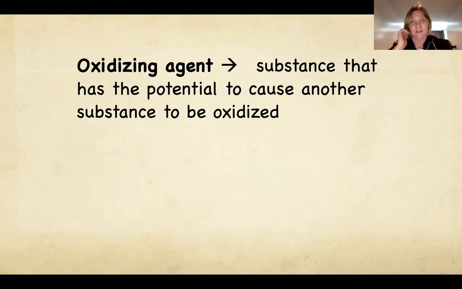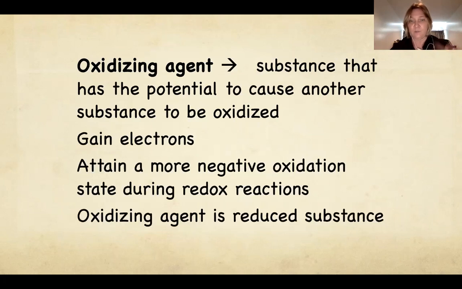In the same vein, an oxidizing agent is a substance that has the potential to cause another substance to be oxidized. So this is going to gain electrons, aka be reduced. The substance that is reduced is the oxidizing agent.